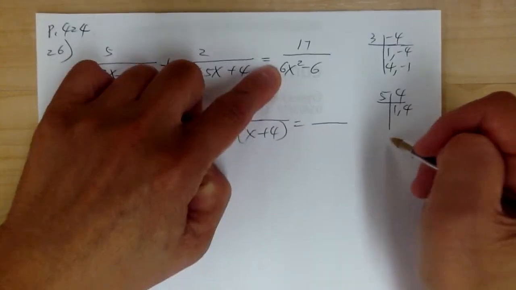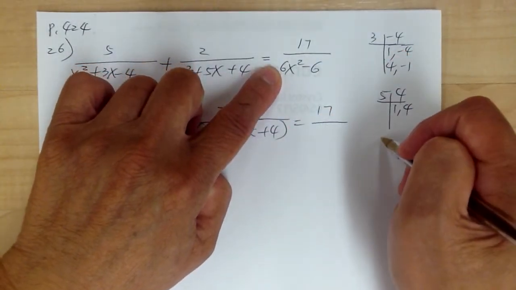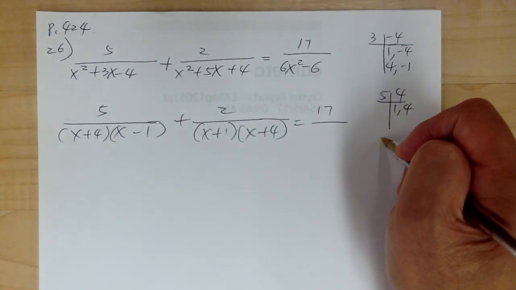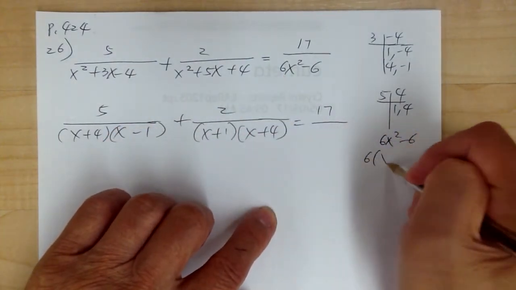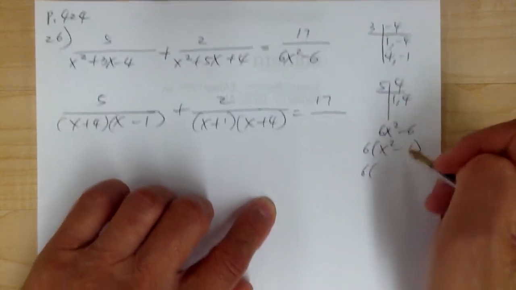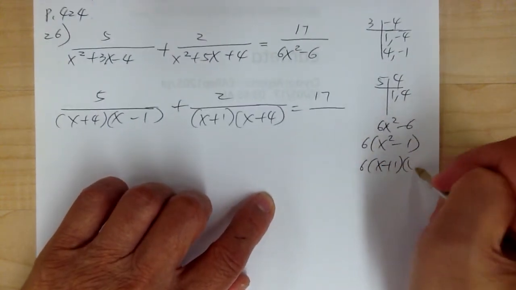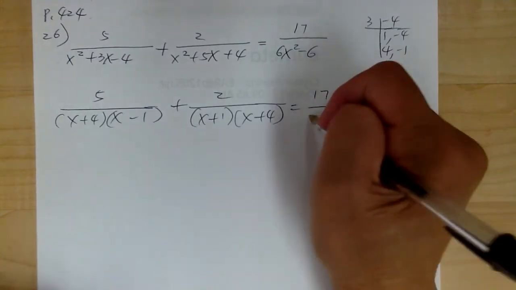This one requires multiple steps. Okay, so this one, 6x squared minus 6. You have to factor out the 6 first. And then you use a conjugate. So x plus 1, x minus 1. Okay?